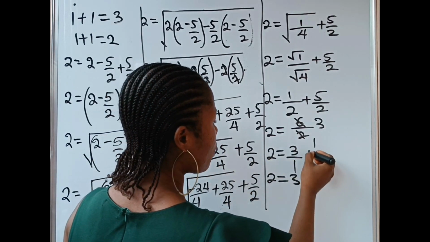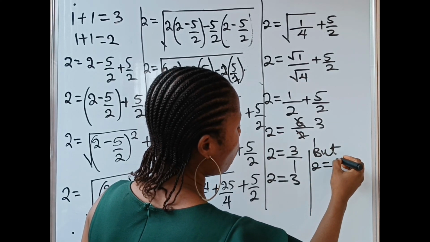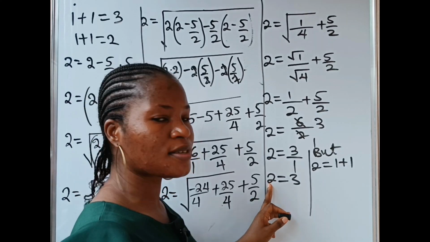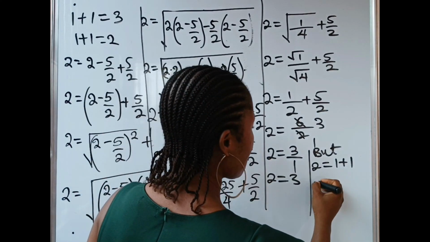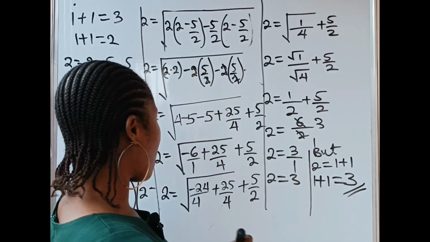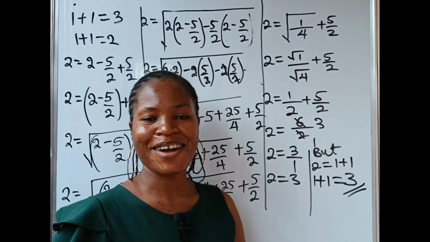But recall that 2 is equal to 1 plus 1, right? Therefore, we are going to replace this 2 with 1 plus 1. So we can say that 1 plus 1 is equal to 3. So pick out the place where you feel the mistake is. I would like you to tell me that in the comment section.